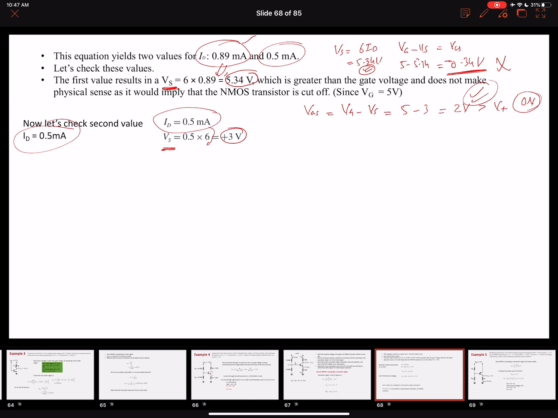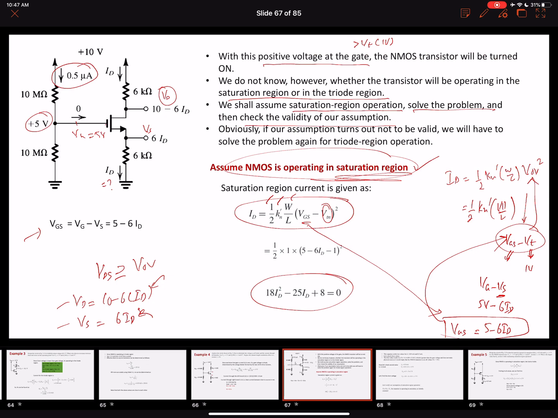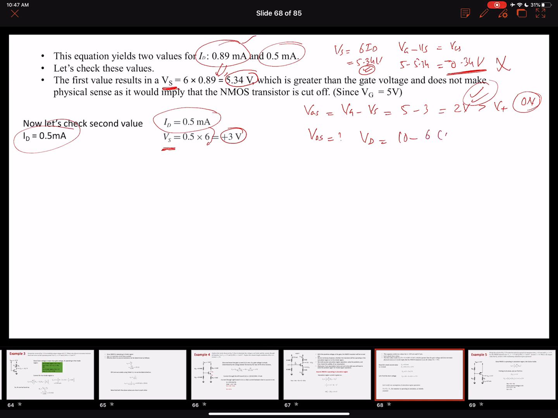So in order to do that, let's find the drain to source voltage. So what is our drain voltage? Our drain voltage was 10 minus 6 ID, right? 10 minus 6 into ID. So we have 10 minus 6 times 0.5, which is 10 minus 3, 7 volts. So this is the value of the drain, right? And for the source, what is the value of the source? 3 volts. So drain to source, drain minus source, will be 4 volts.